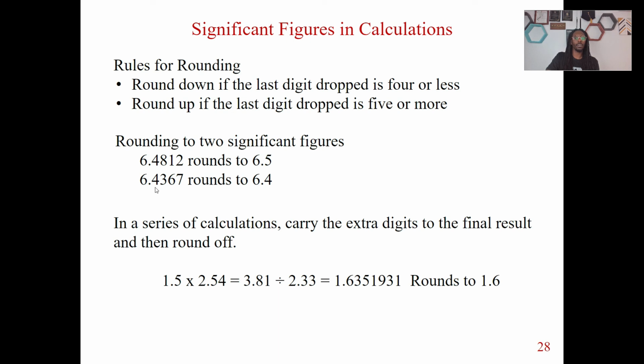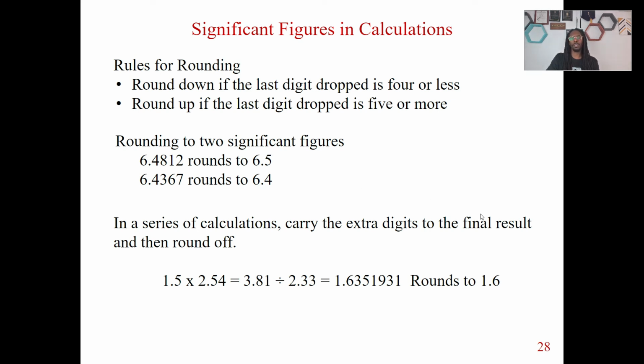Let's look at this second one here, 6.4367. Once again, I need 2 significant figures, so I'm going to focus on my 6.4 here. And the next digit over is 3. So anything that is 4 or less, you round down or keep the same, basically. So since it's a 3 here, this is going to remain 6.4. And this is how we look at rounding those sig figs.